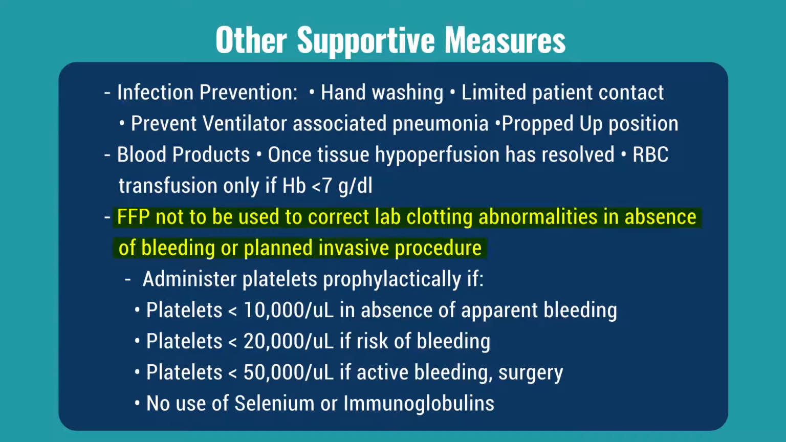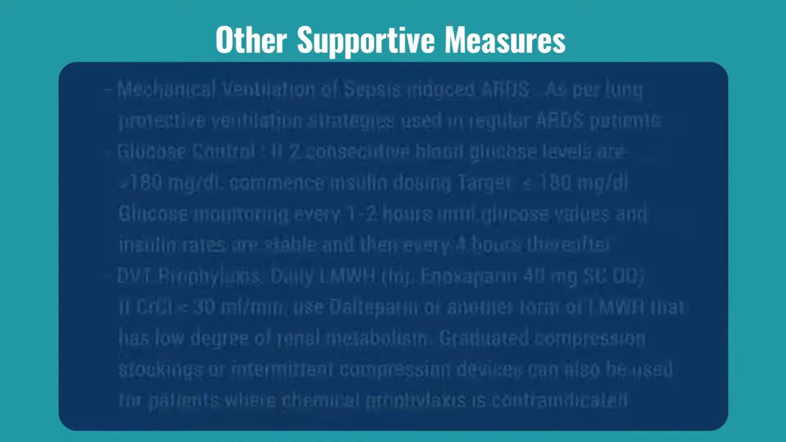Fresh frozen plasma is used mainly for planned invasive procedures in patients having high INR and patients who have bleeding manifestations, and it is not used for correcting lab clotting abnormalities in the absence of these two indications. When we talk about platelets, platelets are prophylactically transfused when the count is less than 10,000, even in the absence of apparent bleeding, less than 20,000 if there is a risk of bleeding, or less than 50,000 if active bleeding or a planned surgery is taken up. There is no use of selenium or immunoglobulins in septic shock or sepsis patients.